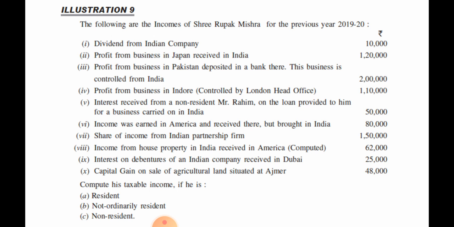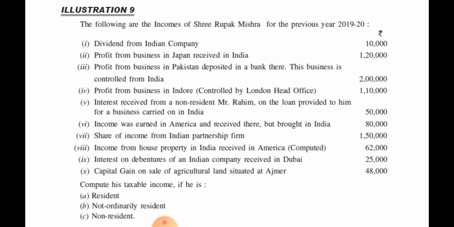In this illustration, we have been given the information that Shri Rupak Mishra is having some incomes, and we have to find out his taxable income if he is resident, not ordinarily resident, non-resident. In some other cases, you may see that first you have to find out the residential status, and then you have to compute the taxable income as per his computed residential status. Clear?